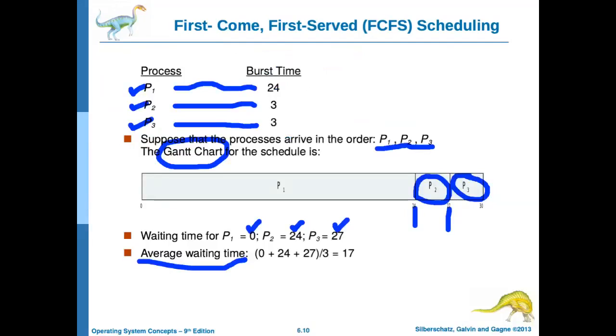Now the question is, if we have another order of arriving processes, does it do something better than this? That is the question.